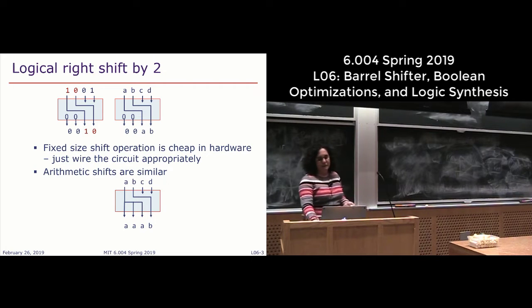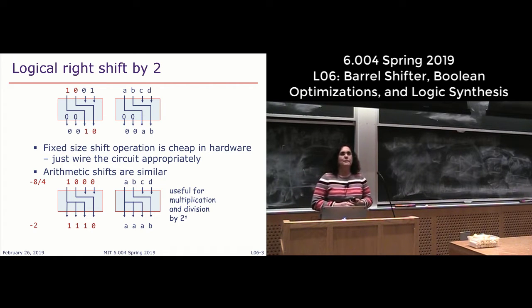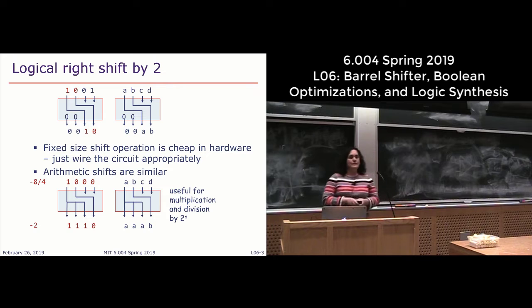Let's take a look at an example here as well. If you recall, arithmetic shifting is useful in order to do multiplication and division by powers of 2. Specifically, let's say that I had the number 1000, which in 2's complement is -8, and I wanted to divide it by 4. That's equivalent to doing an arithmetic shift to the right by 2. What I end up with is 1110, which in fact is -2 in 2's complement. Once again, it's just wiring your inputs to particular outputs.